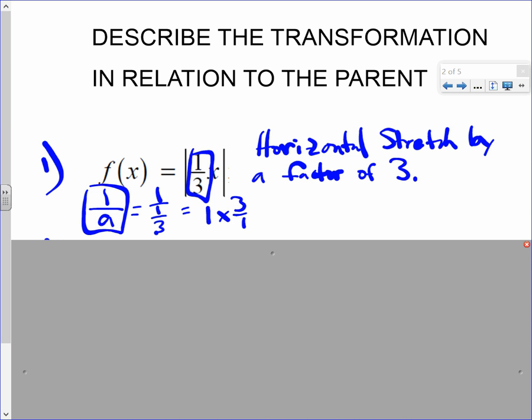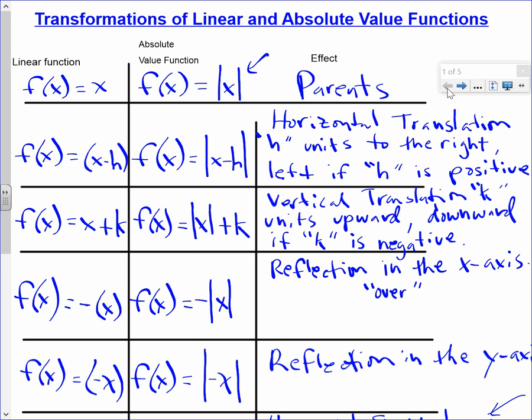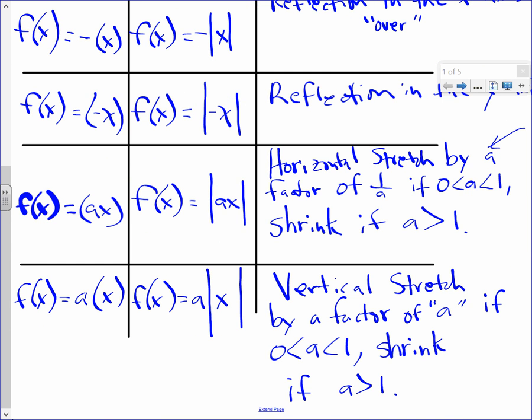So what did I do? What am I thinking? I looked at the A value. I went to my notes. Was the A on the inside or was it the A on the outside? It was obviously the inside. And then I asked myself, is the A a fraction or is the A bigger than 1? That's the main question. Well, A was a fraction, therefore it's a horizontal stretch. All you're going to be doing is following orders. Easy stuff.